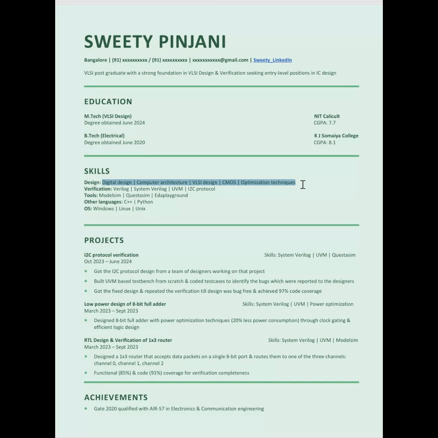The next section the candidate has kept is verification, in which they have covered Verilog, System Verilog, UVM. And since the person has done the project on I2C protocol, they know about it and hence they have written it.